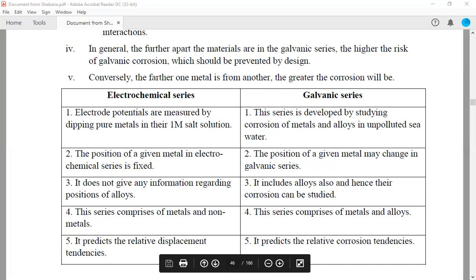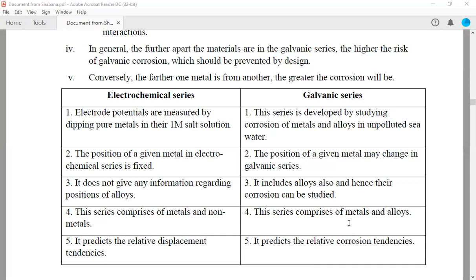Whereas this series, that is the galvanic series, predicts the relative corrosion tendency. And coming to the last difference of the electrochemical series, this series comprises metals and non-metals, whereas the galvanic series comprises metals and alloys. So this is the major difference between the galvanic series and the electrochemical series.